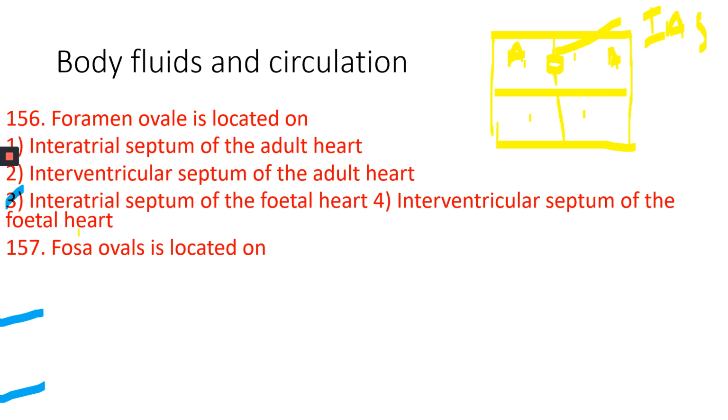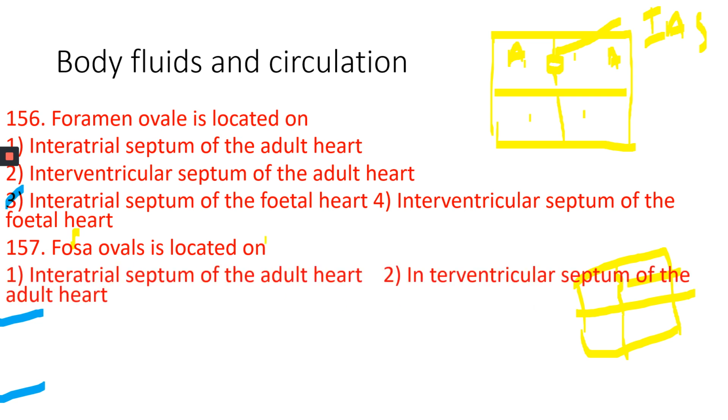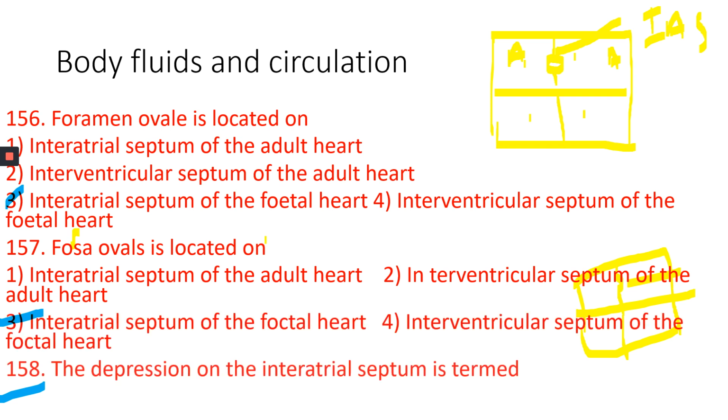Fossa ovalis is located in. After birth, the foramen ovale is closed, but there is a depression here. This is called fossa ovalis. Fossa ovalis is located in the interatrial septum of the adult heart. What is the answer here? This is the answer here, not this one.